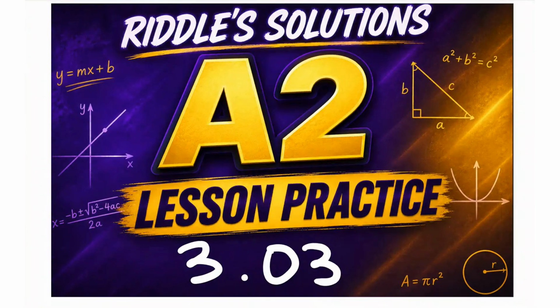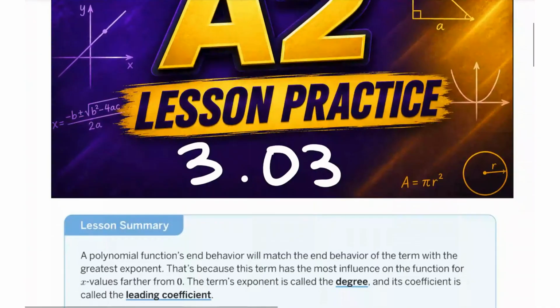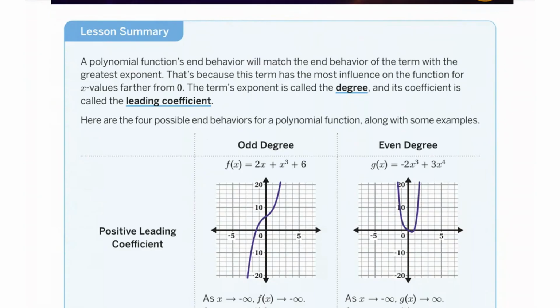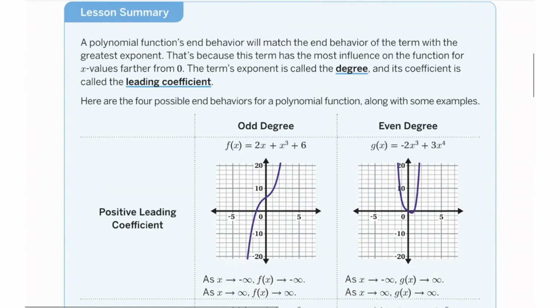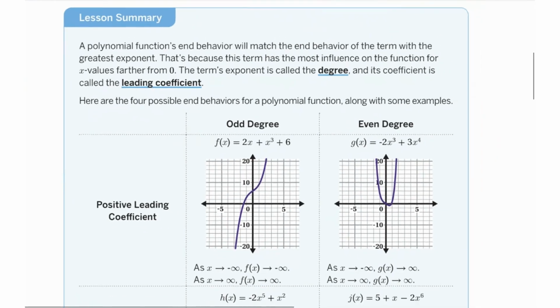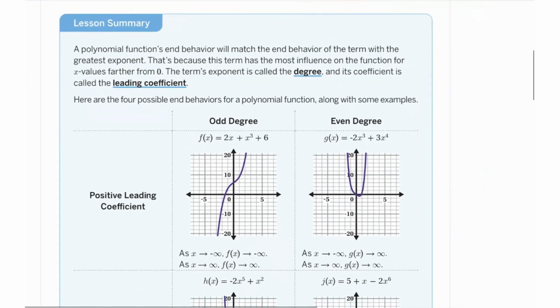Welcome back to our lesson practice review, where today we talk about chapter 3, lesson 3. The lesson builds very much on lesson 2, where we talked about end behavior, but we now have polynomial functions that have more than one term. These polynomial functions emphasize the idea of what's called a degree and a leading coefficient.